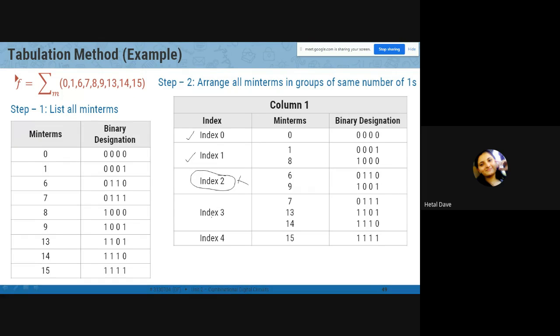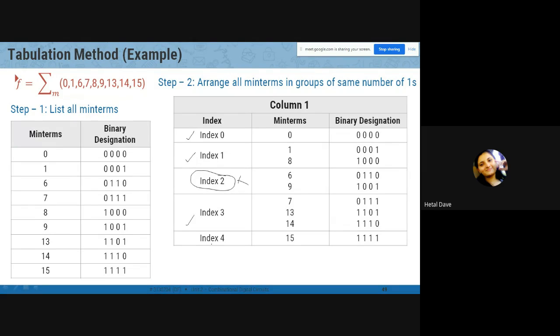Index 0 should not be compared with index 3. Its successive index will always be compared. So index 1 can be compared with index 2, but it can't be compared with index 3. Index 2 will be compared only with index 3. Index 3 will always be compared with index 4. Successive indices should be compared.